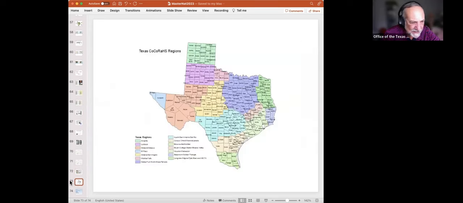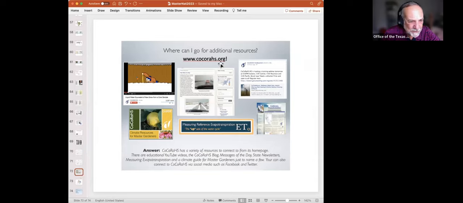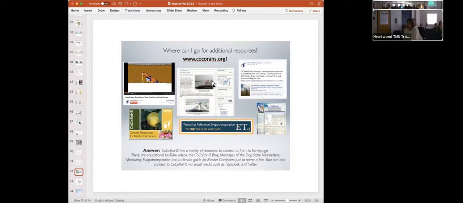Let's see. The website, I'll put that up again, is CoCoRaHS.org. And I didn't mention one of the many uses of it is actually getting credit for the activity through the Texas Master Naturalist Program.